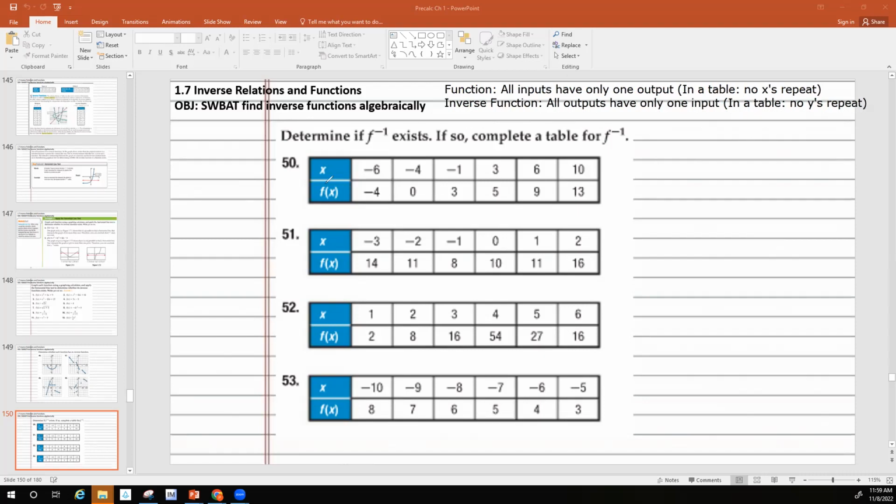So here, 50, that's a function because none of the x's are repeated. D1, none of the x's are repeated. These are all functions. But let's see if any of the y's repeat, to see if the inverse exists. For 50, we got negative 4, 0, 3, 5, 9, 13. None of them are the same. So all different. This is yes.